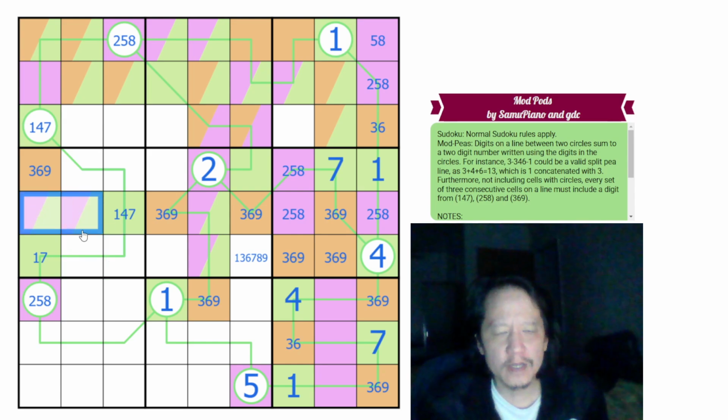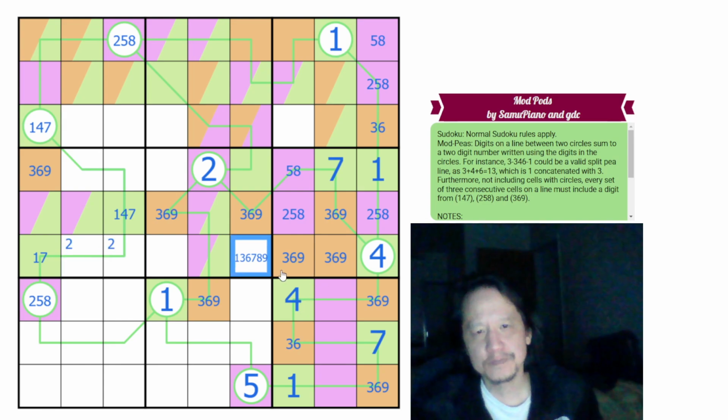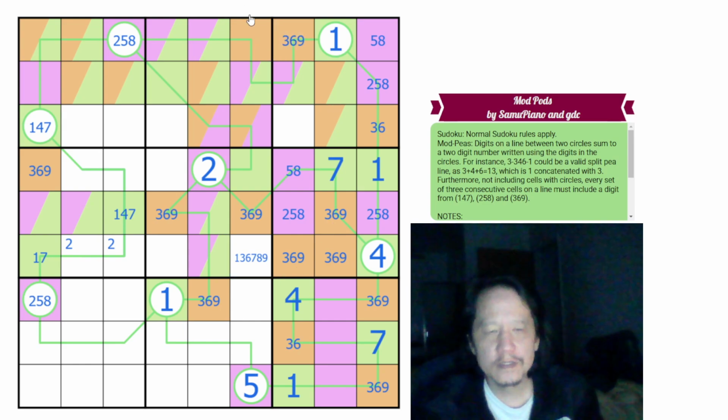One of the greens has to be here. 2 cannot be here. Okay, so this can't be 2. Therefore, the 2 has to be one of these two. Therefore, these can't be 2. Therefore, the 2 has to be one of these two. This is 3, 6, and 9. This is 3, 6, and 9.